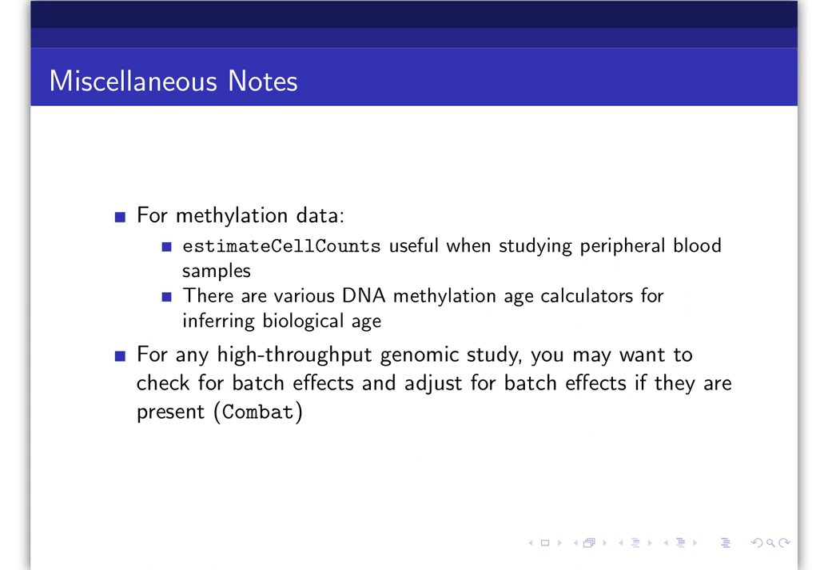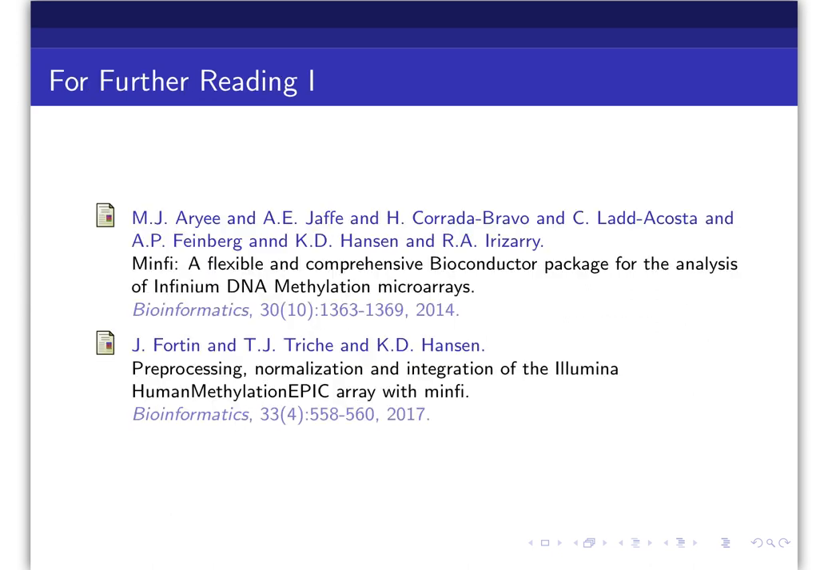Also, there are now many different ways to use methylation data to approximate biological age. Several researchers have found interesting associations between inferred biological age, which are more interesting in comparison to chronological age. Regardless of what high-throughput genomic assay you are analyzing, it may be useful to check for whether batch effects are present and adjust for any batch effects found. A commonly applied batch correction method is ComBat. Here are some related references.